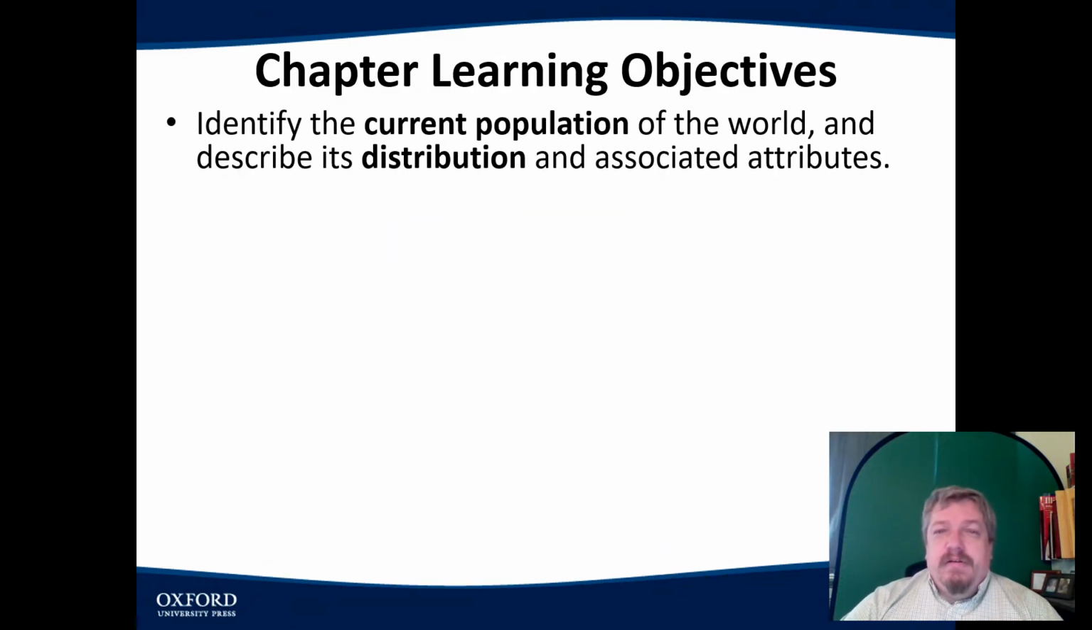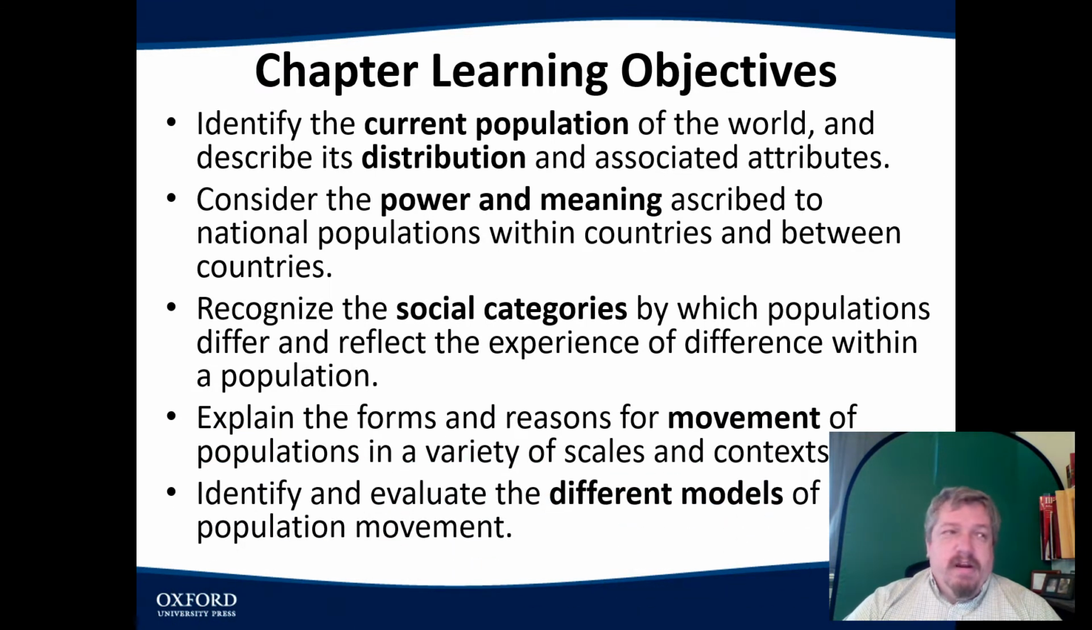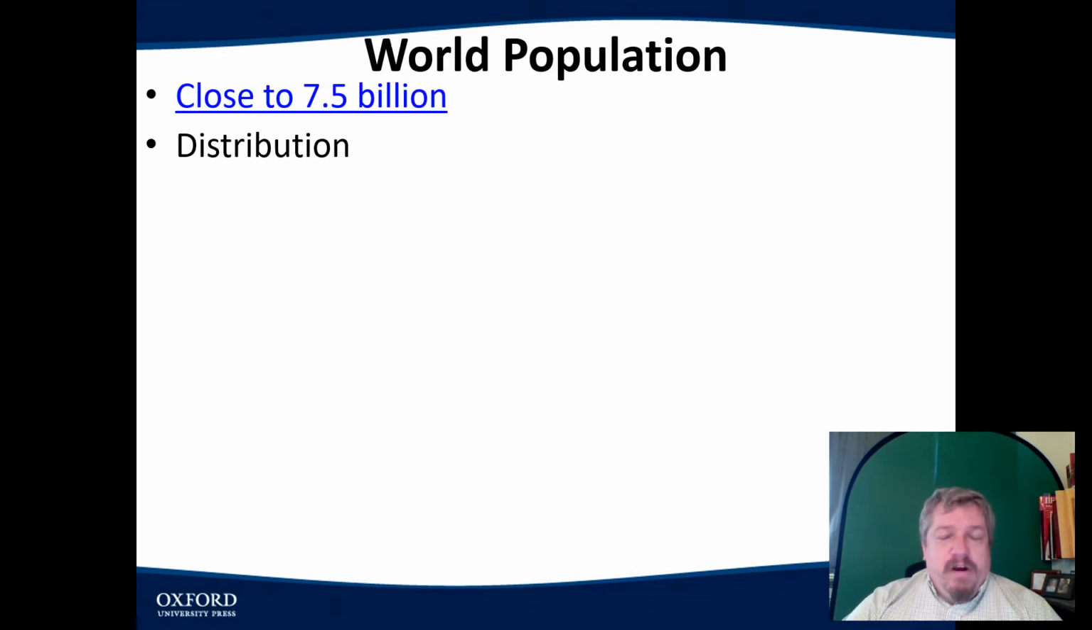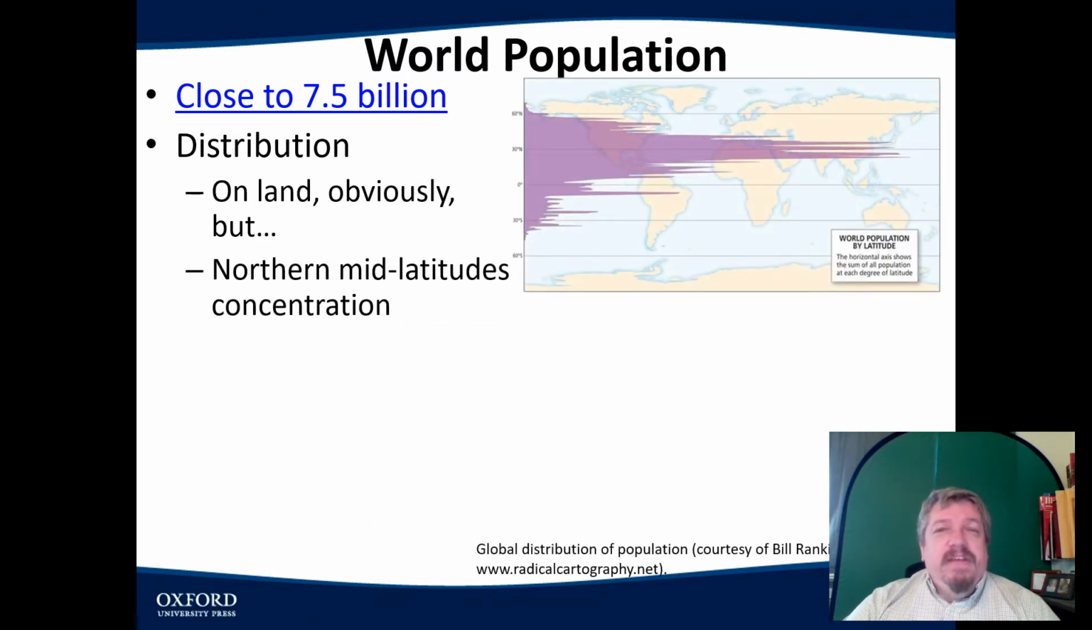A couple of things we'll be talking about right here. Let's get right into it. You can read these on your own later. But we've talked about before that the world has about 7.5 billion people. But when it comes to the distribution, it's not evenly spread. First of all, people are still living on land.